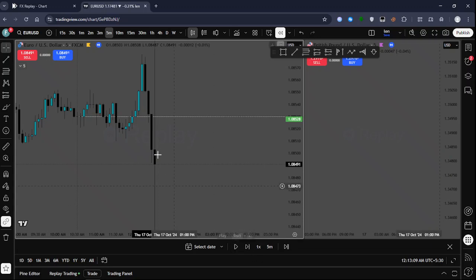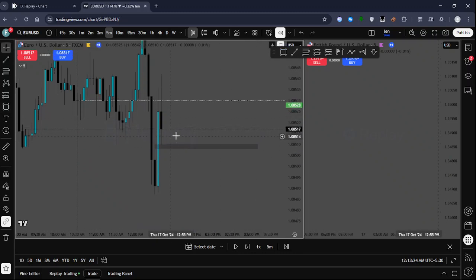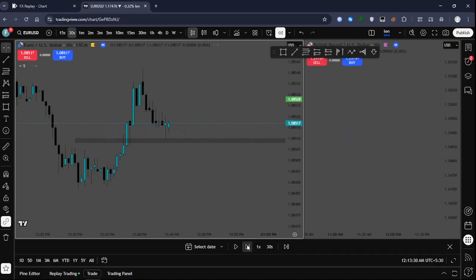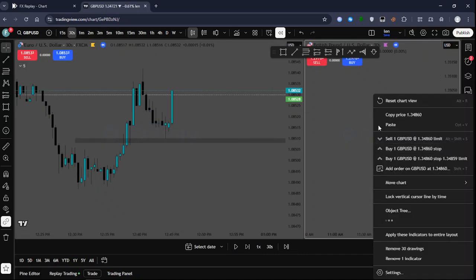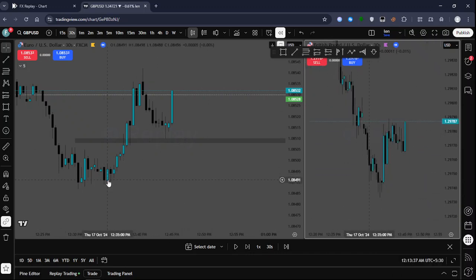Time pass by. That's displacement to the upside. That's the small tiny fair value gap, right? That's where I'm looking to see what's going on. Everything's aligned.